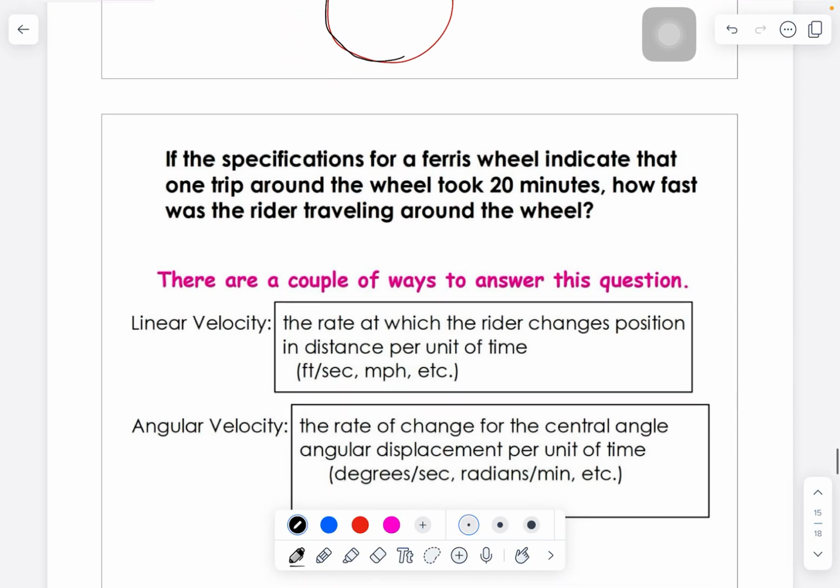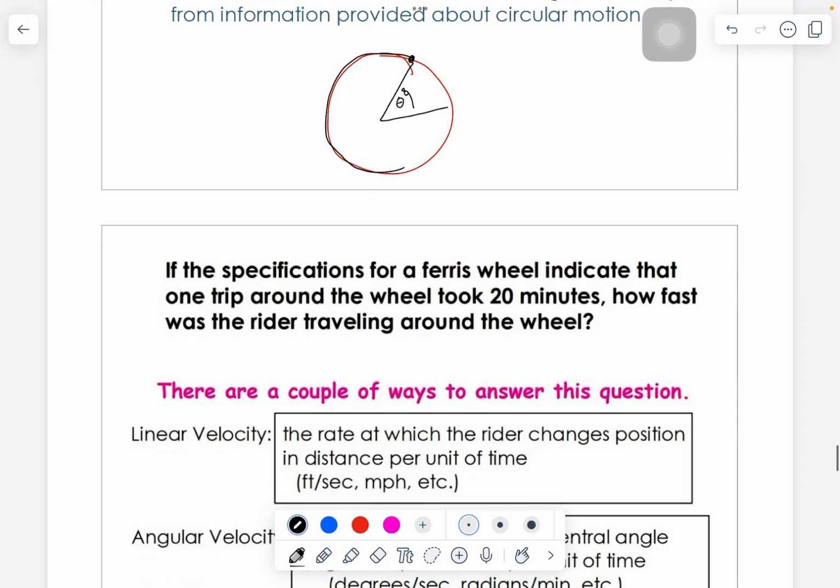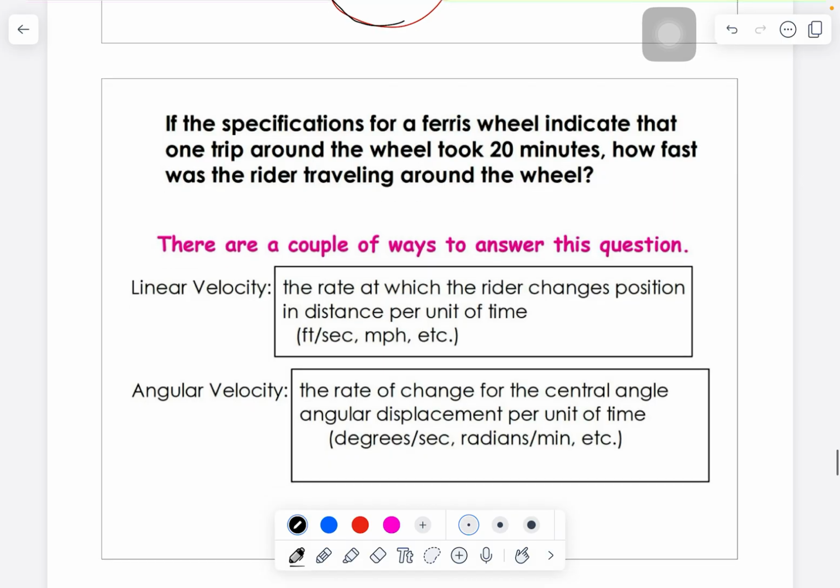Okay, so the rate at which the rider changes position and distance per unit of time, so feet per second, miles per hour. Another way of looking at this is that if you have a central angle, how does this angle change in time? Like how quickly does that angle increase, or how long does it take for that angle to go around one revolution or whatnot? And that would be your angular velocity.